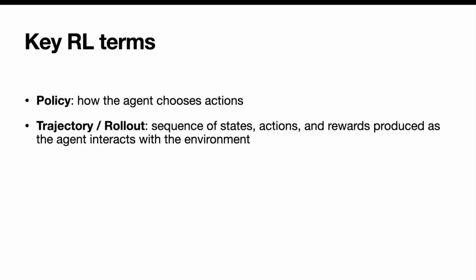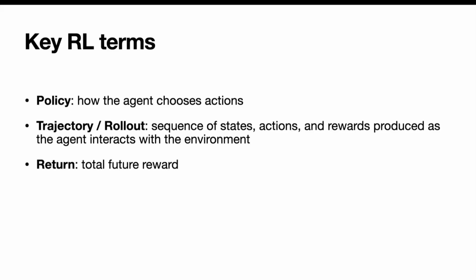Before we map reinforcement learning to language models, let's define a few key RL terms. First, the policy describes how the agent chooses actions. A trajectory is the sequence of states, actions, and rewards produced as the agent interacts with the environment. You will also often hear the word rollout. A rollout is basically a trajectory generated by running the current policy. So, trajectory describes the sequence itself, while rollout emphasizes the process of sampling it from the policy.